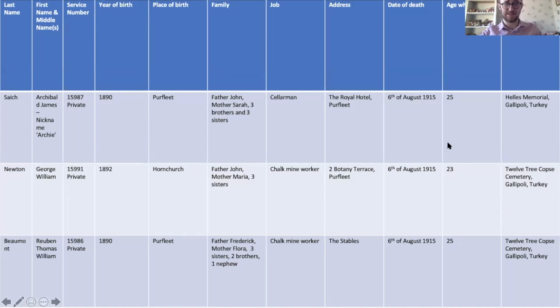All relatively similar ages when they died as well. They're all young men in their 20s and all unfortunately died on the 6th of August 1915. So straight away, guys, you should be thinking the inference you can make from that is they probably all died in very similar ways in the similar campaign, maybe in a similar proximity.